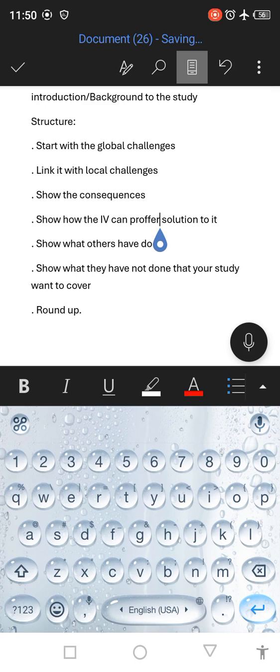So you're going to show how your independent variable is going to provide a solution to this. And in order to show how your independent variable is going to provide a solution to the problem you identify with your dependent variable, you need to show what others have done regarding your study. What do they say about the independent variable being a solution to the dependent variable? What is their stance? What is their say?